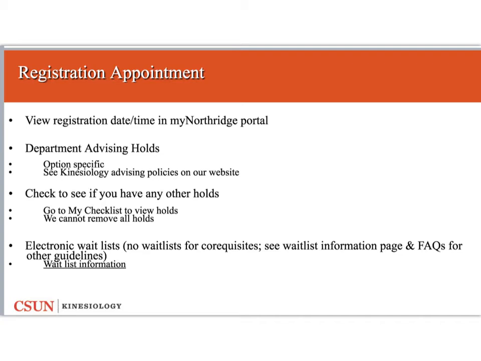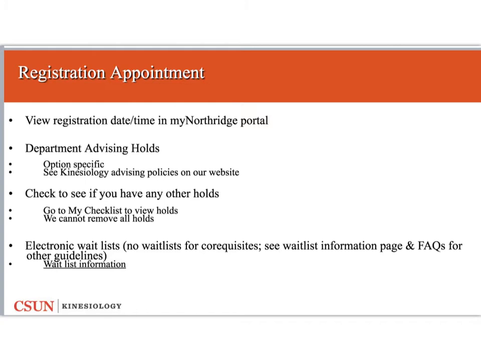We have the electronic wait lists available when courses close. So once registration begins, as soon as a course closes, there will be an immediate electronic wait list. So if you're trying to enroll in a class and the class is closed, if there is an electronic wait list, you can get on that wait list.